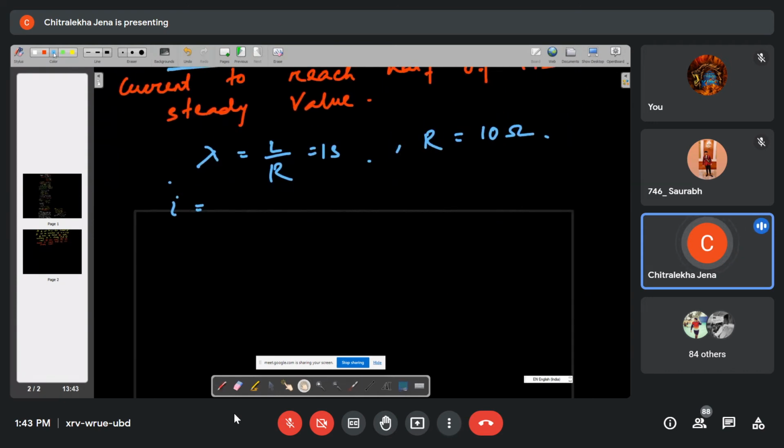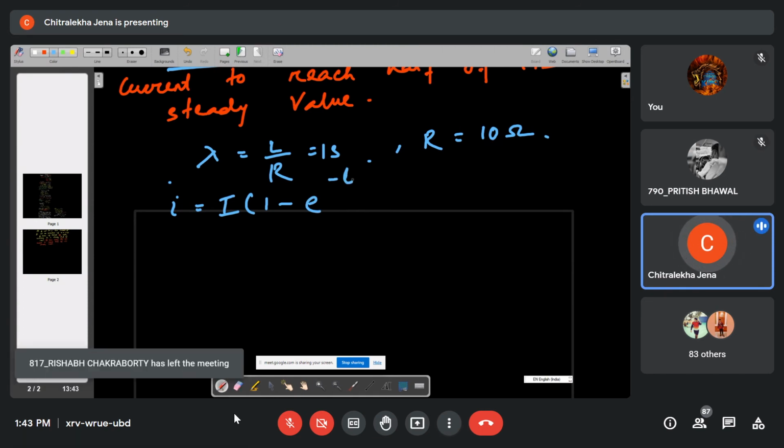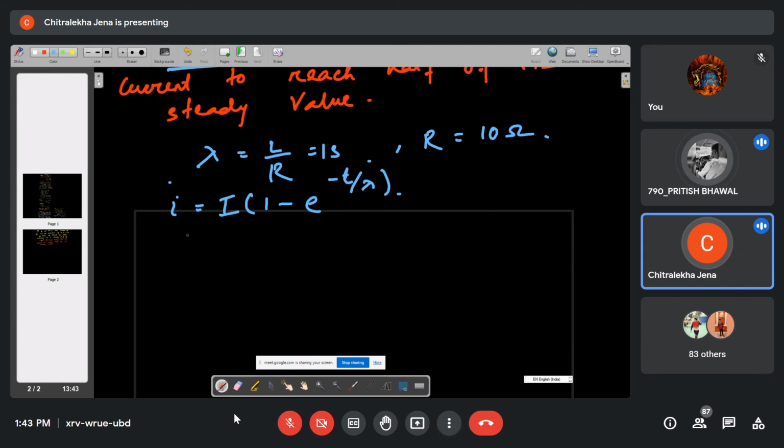So what is the equation? I is equal to how much? I is equal to 10 into 1 minus e to the power how much? Minus t divided by lambda. How much it is for me? मैम 1 I is, minus क्यों हुआ?